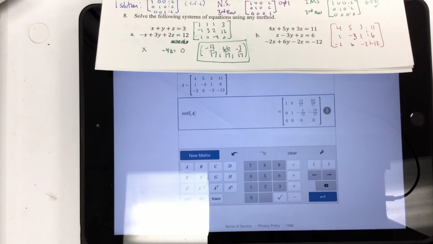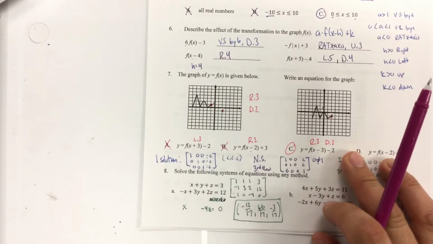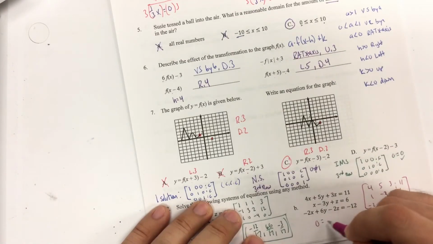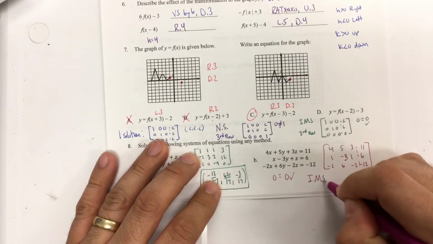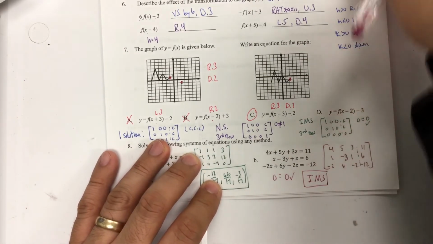But what I noticed first off is on the bottom row, 0, 0, 0, and 0, okay? So this means that 0 equals 0. So according to what we just talked about, if 0 equals 0, that is a true statement. So my answer is infinitely many solutions. All right, let me keep moving on here.